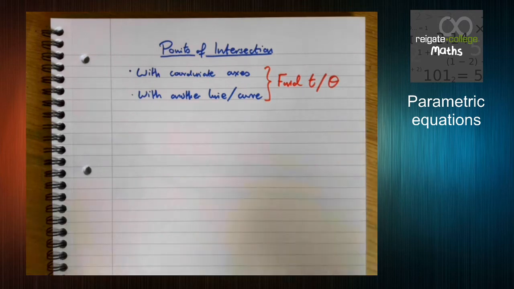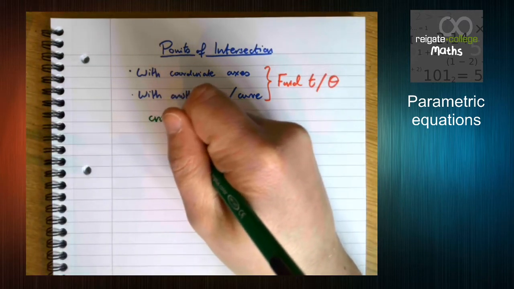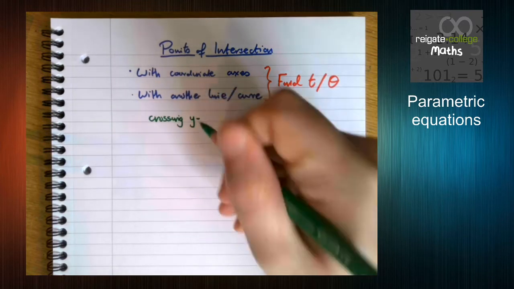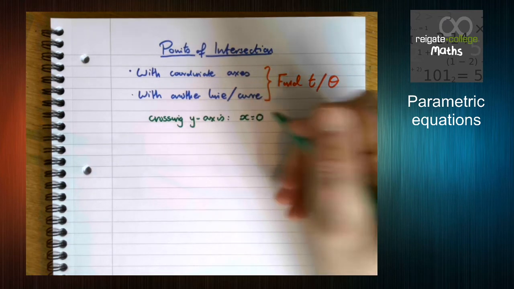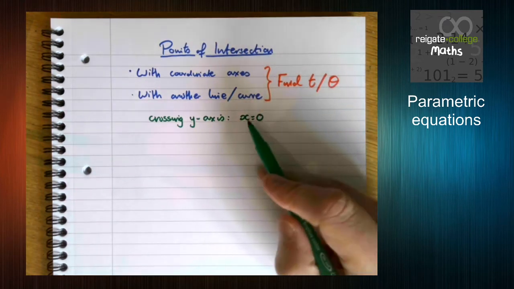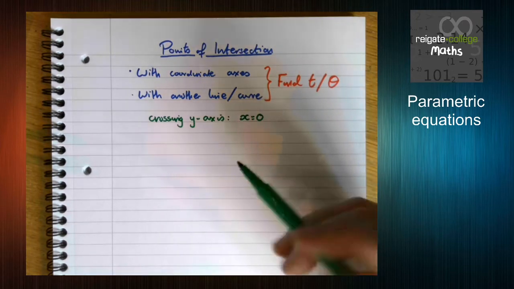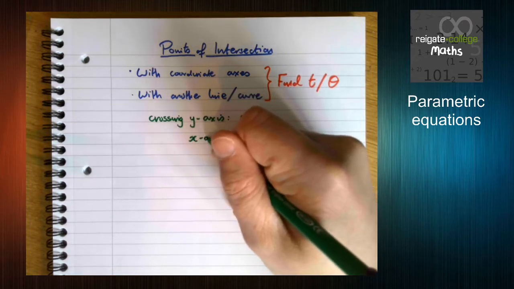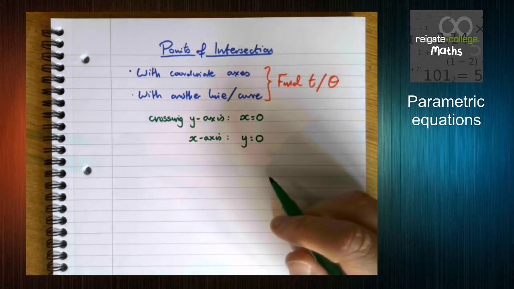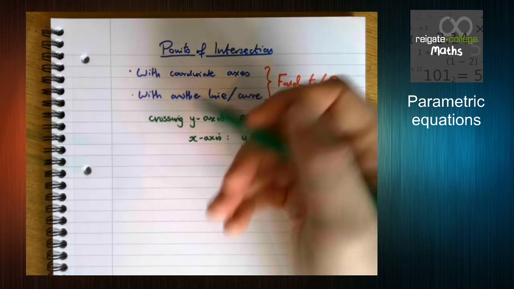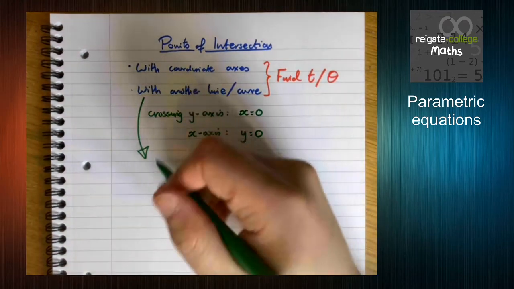Remember, if we are crossing the y-axis, that means that x is 0. So in this case, we can set our x equation equal to 0, find t, and substitute it into the y equation. If we're crossing the x-axis, we do that the other way around. With another line or a curve, that is a little bit more in depth.